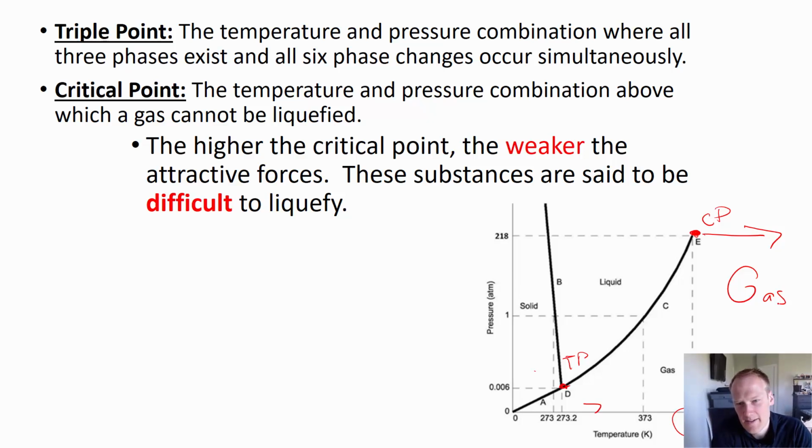Everything. All right? The higher the critical point, the weaker the attractive forces, and the substances are said to be difficult to liquefy. So 647 Kelvin's pretty hot. Okay? There's things with higher melting points than that. Or excuse me, vaporization points. All right, but just know that the weaker the attractive forces, it's going to have a higher critical point because it's going to be harder to bring it back to a liquid.